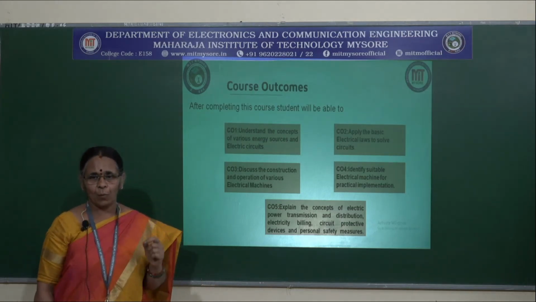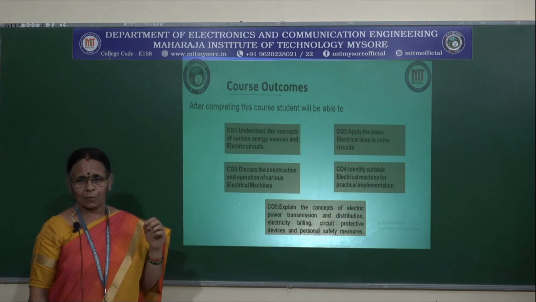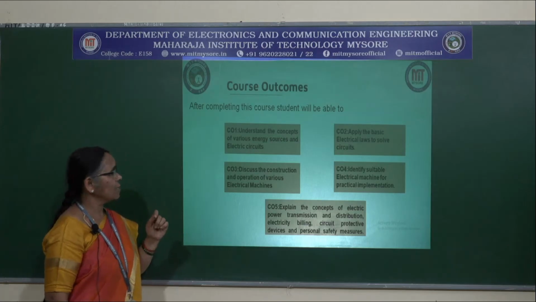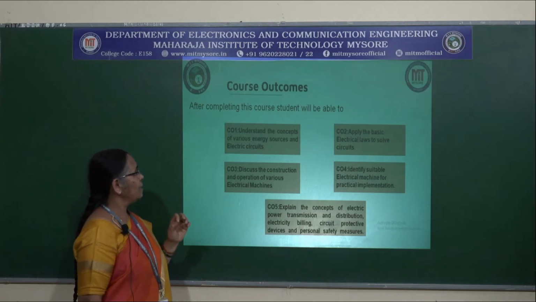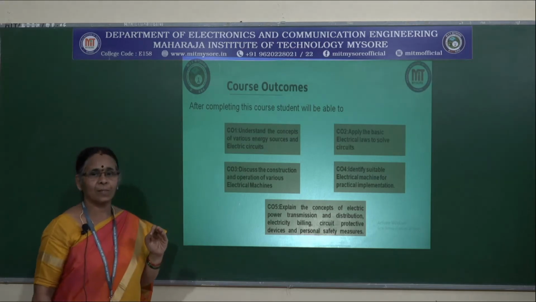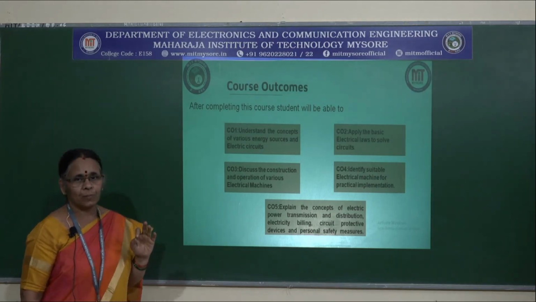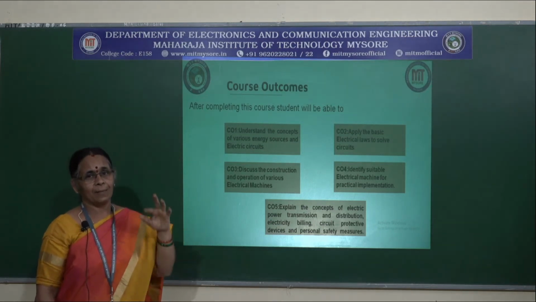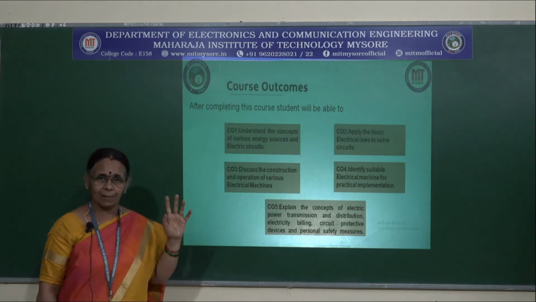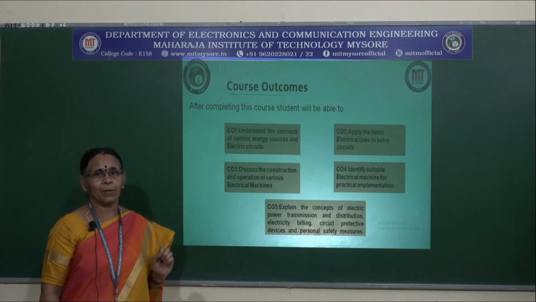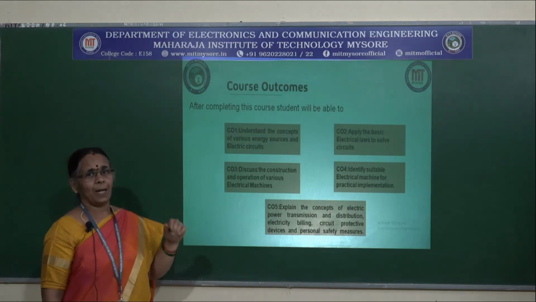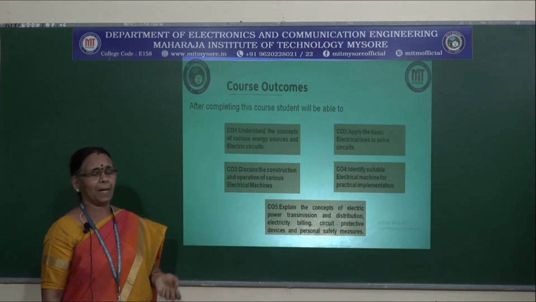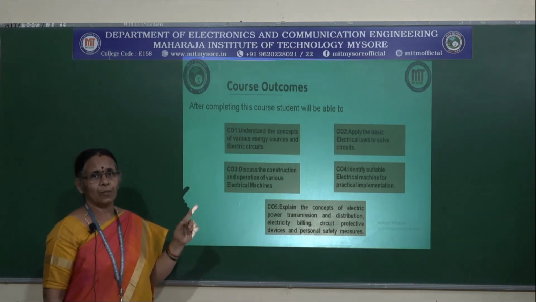Here we have marked CO1, that is course outcome 1, course outcome 2, course outcome 3, course outcome 4 and course outcome 5. If you just look at course outcome 1, it says understand the concept of various energy sources and electric circuits. So after studying module 1, the student will be able to understand the different types of energy sources available for the generation of voltage, and after that he will be able to study how an electric circuit can be solved to find out the current, power, etc. So that is course outcome 1.